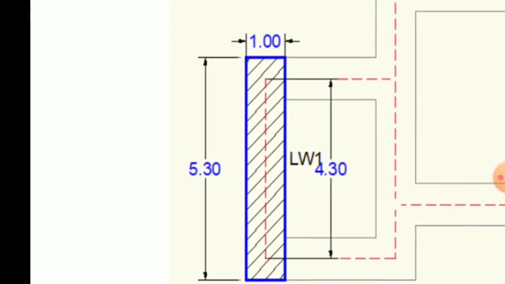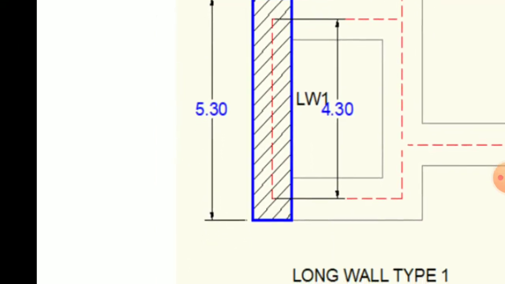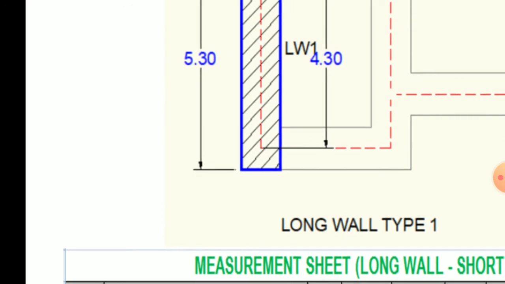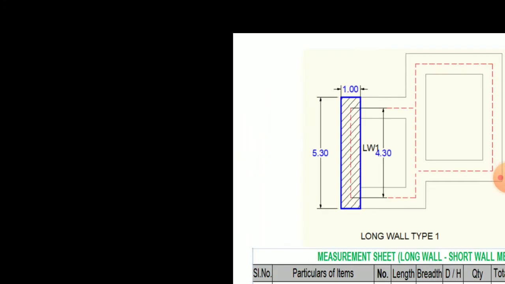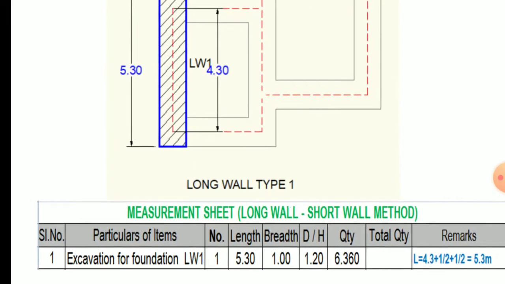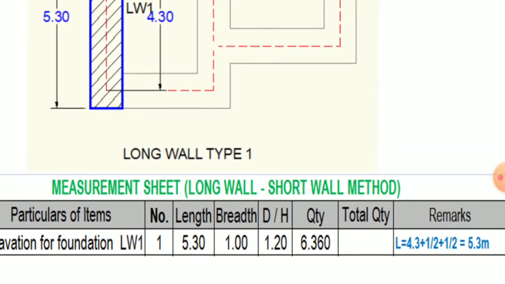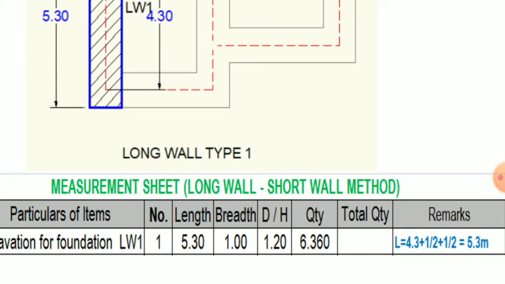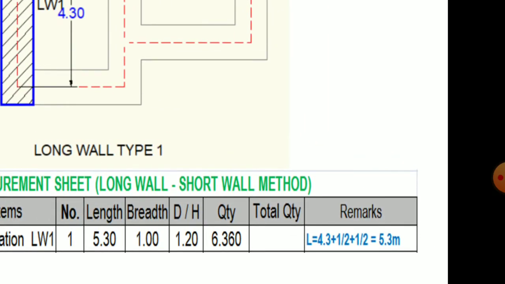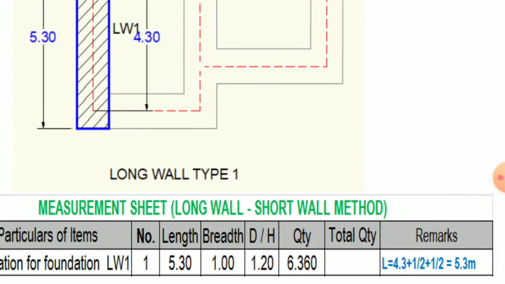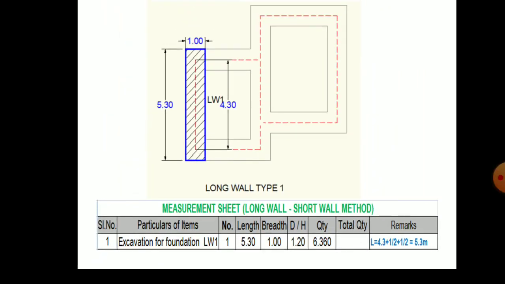So first we'll take the first wall, the left wall. Center to center distance is 4.3 meter. With half of 1 meter on one side and half of 1 meter on the other side, the length of the excavation pit will be 5.3 meter. So I will record it as 1 number, 5.3 meter, breadth 1 meter, and depth 1.2 meter. That will be 6.36 meter. So length is calculated as center to center distance plus half the width of the foundation plus half the width of the foundation. So that is 5.3 meter as listed here.